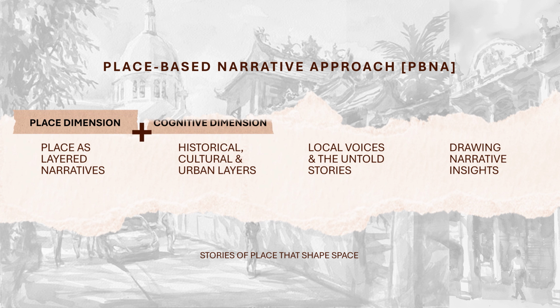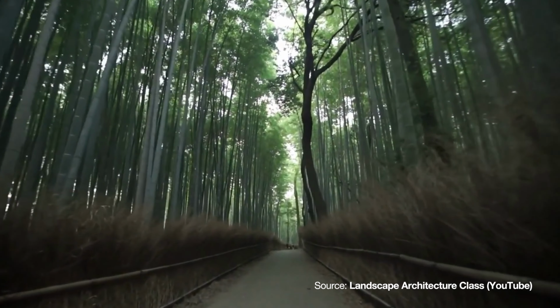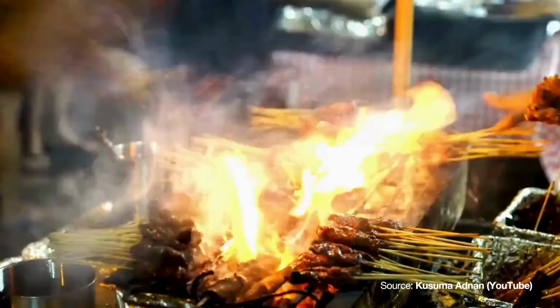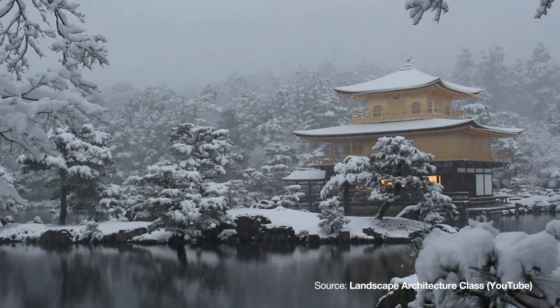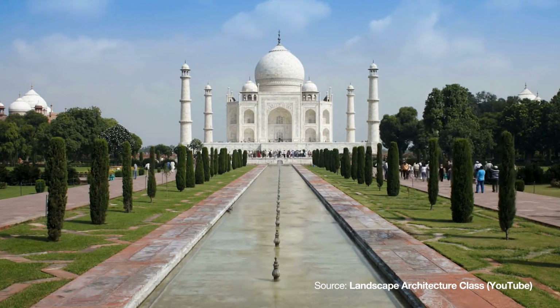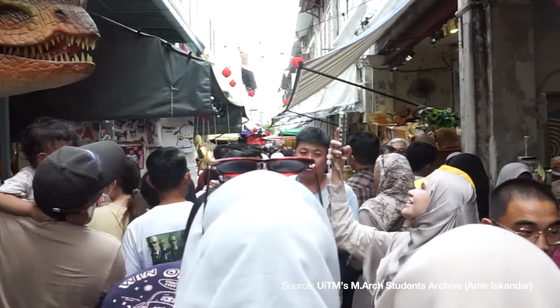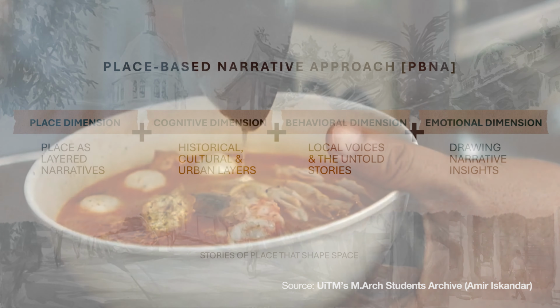Place-based narrative approach, PBNA, is an educational innovation that fosters meaningful student engagement. By guiding students to investigate memory, identity, and everyday practices in urban spaces, the method nurtures their awareness of the social, emotional, and historical dimensions of architecture. Students learn to value intangible heritage and sense of place through fieldwork, mapping, storytelling, and participatory engagement with local communities.